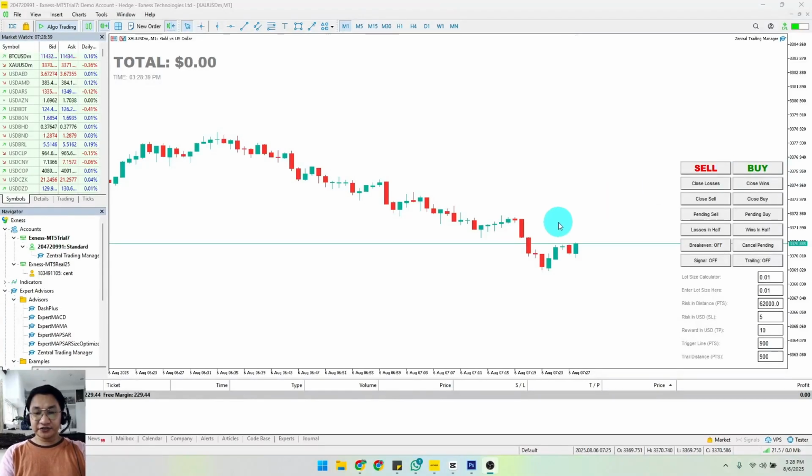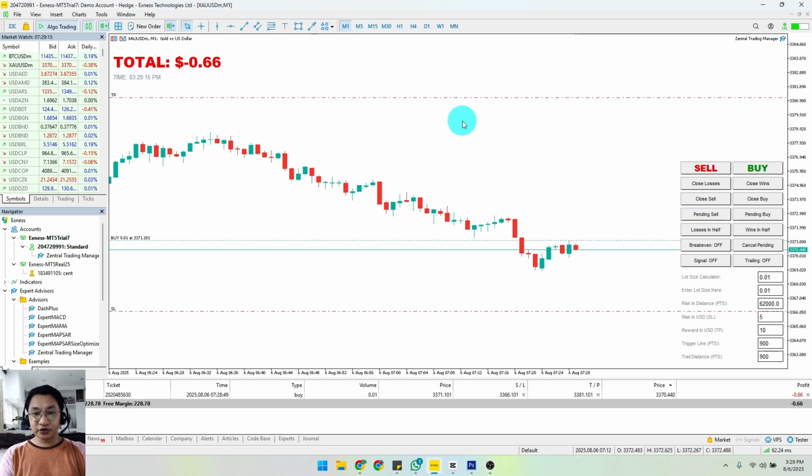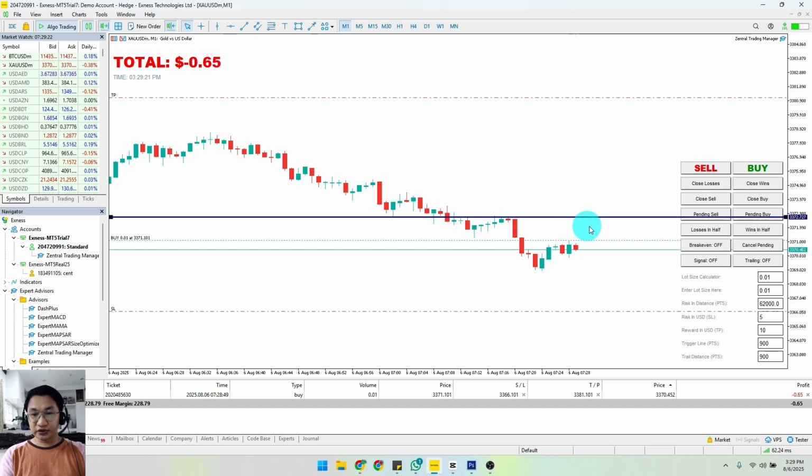Hey guys, for today's video, I'm going to teach you how to set up your trailing stop properly using the Zentral Trading Manager. Okay, so let's say you have a position. Let's click buy. Now, the next thing that you need to do is to identify your trigger line. This is where your trailing stop would start. Okay, so let's say our trigger line would be at around here.